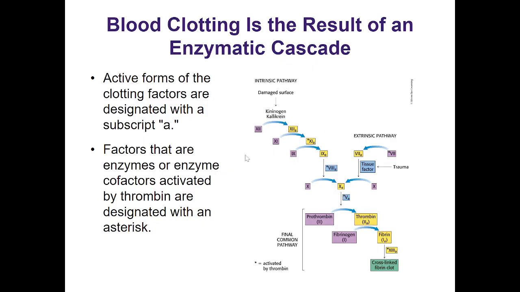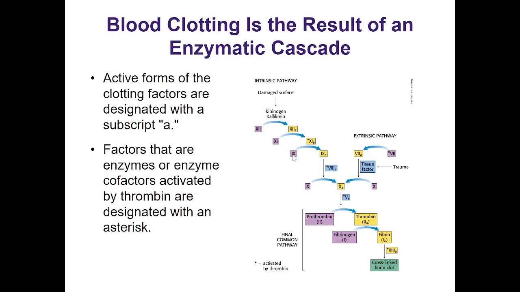Okay, so the active forms of your clotting factors in each of these are denoted with an A, that subscript A. Can everybody see it okay? In the yellow boxes here and the blue box here. So can everybody see the A's okay? Each of these would be a factor; this one's 12, this one's 11, this one's 9.